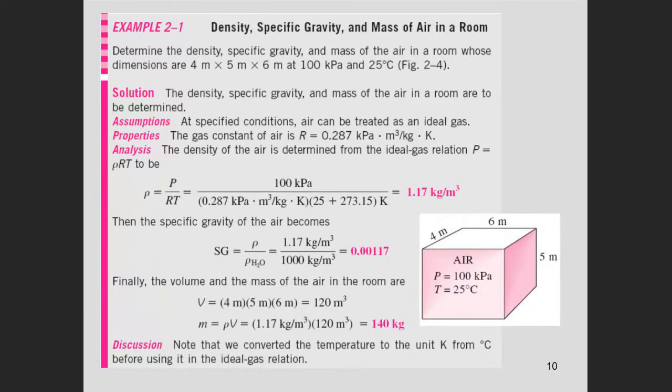Pv, this is our main equation. Pv, small v, equals RT. This is the universal gas equation, the ideal gas equation. v is equal to 1 over rho. Therefore, P equals rho RT.